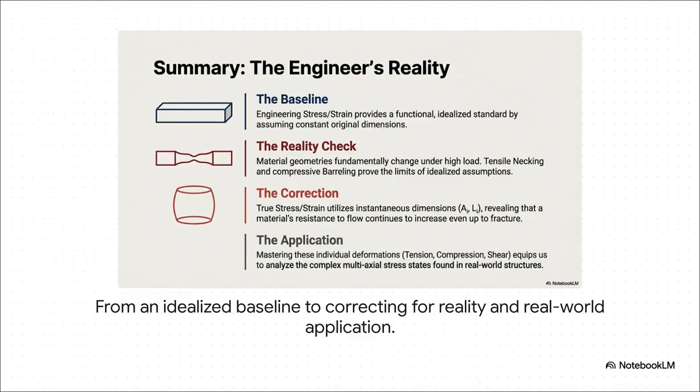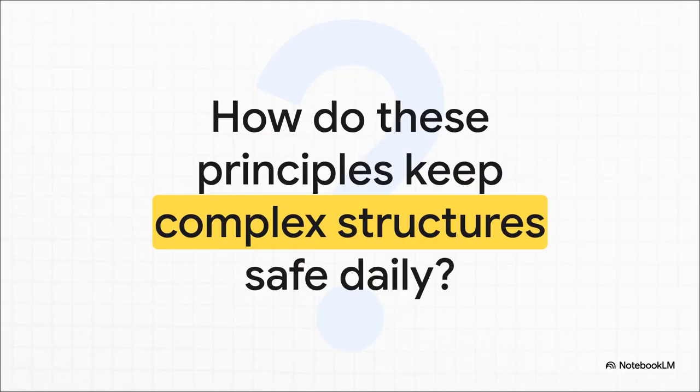And mastering all of these concepts is what allows engineers to analyze the incredibly complex forces happening on real-world structures. Which kind of leaves us with one last thought. We've spent all this time looking at what happens when you just pull on a simple bar of material. But the world isn't made of simple bars getting pulled in one direction. So the real question is, how do these fundamental principles all combine and interact to handle the complex pushes, pulls, and twists that keep the amazing structures all around us standing strong and safe every single day?